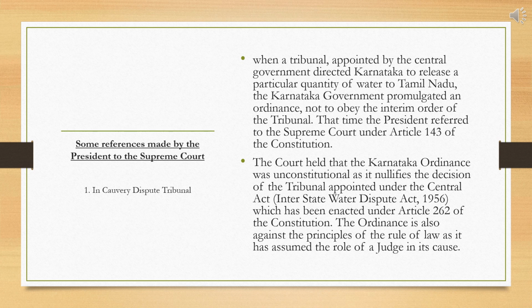The Supreme Court again remarked that in this case the principle of rule of law also got violated. How? Because the Supreme Court assumed that the state legislature themselves played the role of judge in deciding this matter. So the ordinance itself is unconstitutional, and at the same time, the ordinance is against the principle of rule of law.